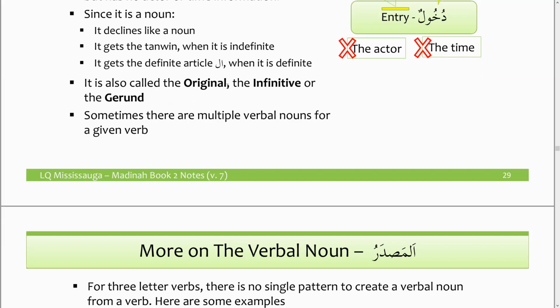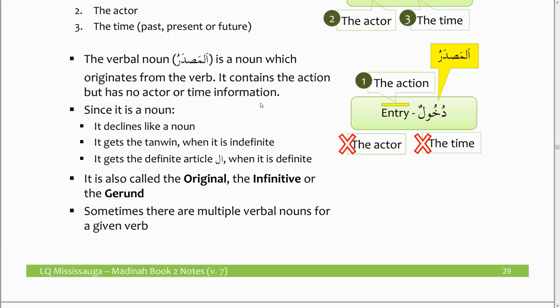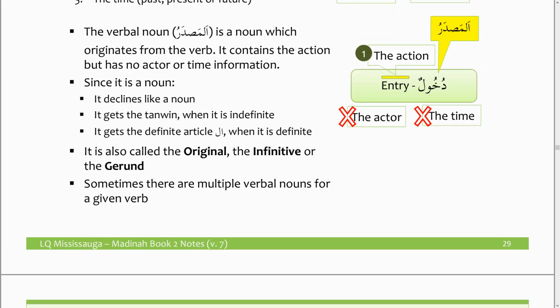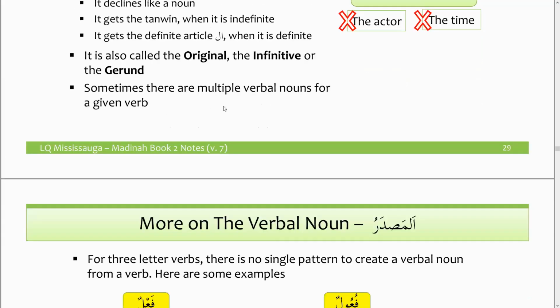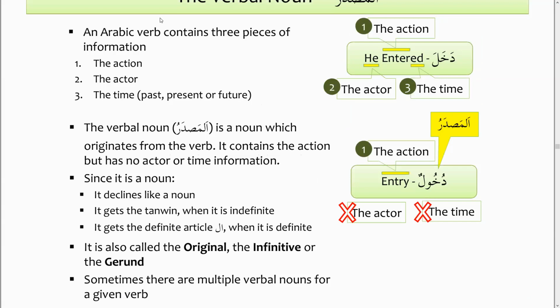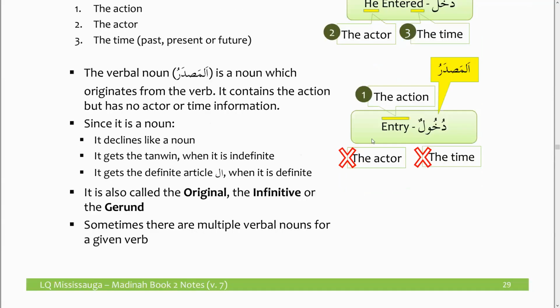Sometimes there are multiple verbal nouns for a given verb. So there are a lot of verbal nouns for some verbs. Inshallah, we should not confuse this with the verb. It is masdar, which is a noun, and it doesn't have an actor or the time. It has only the action.